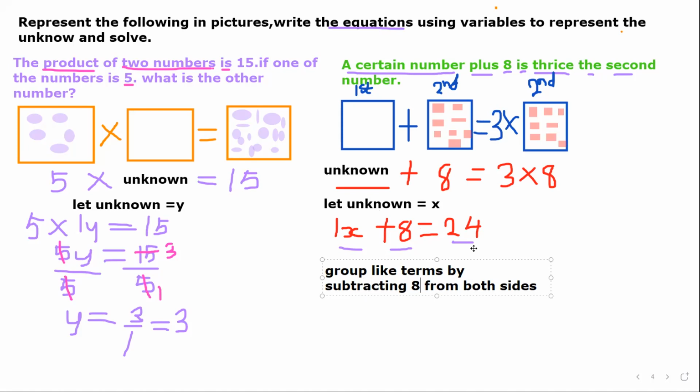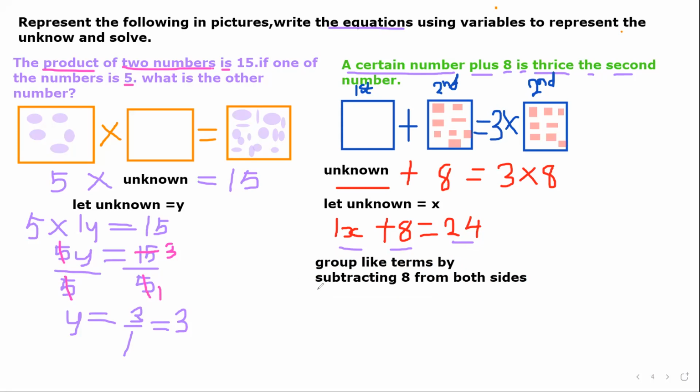Good. Now, so we have 1x here plus 8 minus 8, equal to the other side, which will also be 24 minus 8, okay? Good.